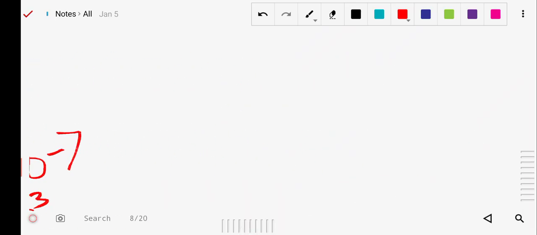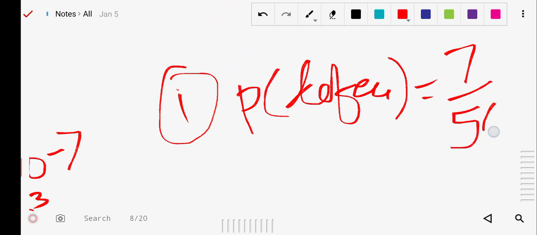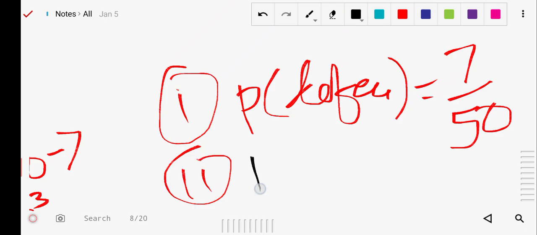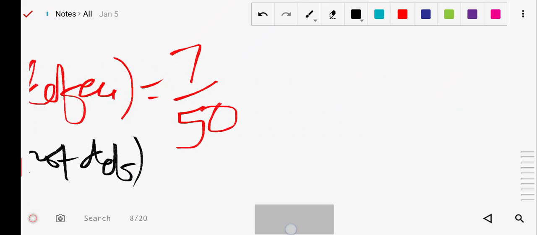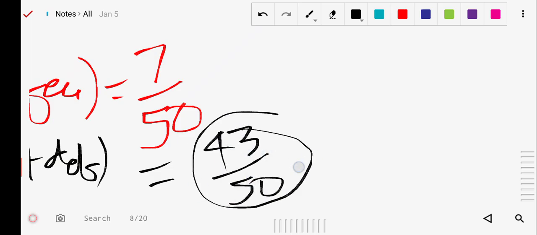The first question they are asking is the defective pen, so we have to get the probability of a defective pen. Total defective pens is 7, out of how much? 50. So 7 by 50. Second, they are asking not defective. So probability of not defective. Not defective pens how many? So this is your 43 by 50. This is your answer.